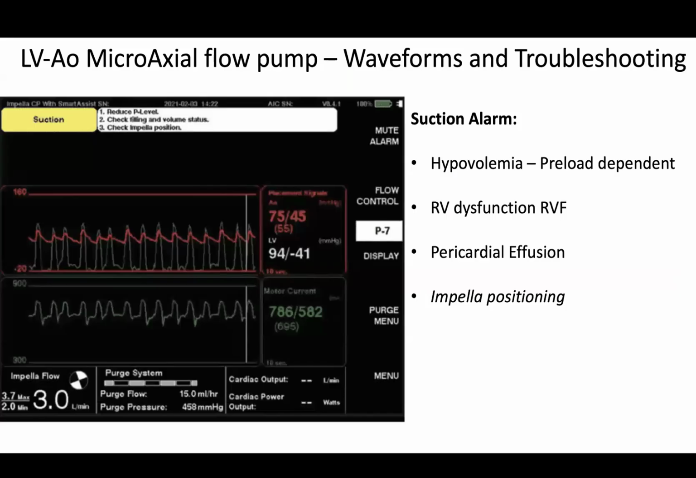Okay, so yellow alarms. The most important one is suction alarms, right? And suction alarms, just like an LVAD, your differential diagnosis is pretty easy. It's 3 things or 4 things. Impella positioning, number 1. Are you against the mitral valve or are you entangled and you're getting suction? Other than that, it's these 3 things. That's all you need to think about.